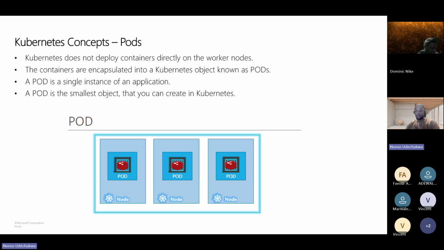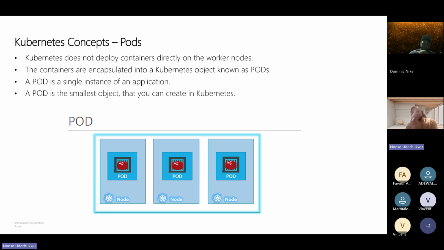Another concept to look into is the pod. What is a pod? A pod is the smallest unit of object in Kubernetes. A pod is a single instance of an application. Remember last week we looked at containers. Dominic built an application in a container. That container will be living inside what? A pod.